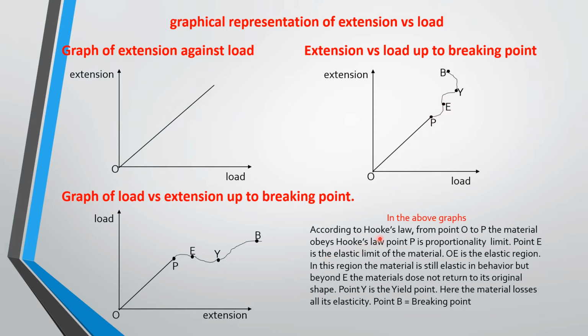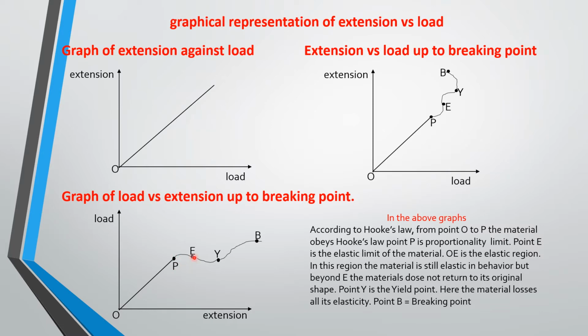So according to Hooke's law, from point O to point P, the material obeys the law, and point P is known as the proportionality limit. You can see that it is only from O to P that you have a straight line graph like this. So that is why it is called the proportionality limit.